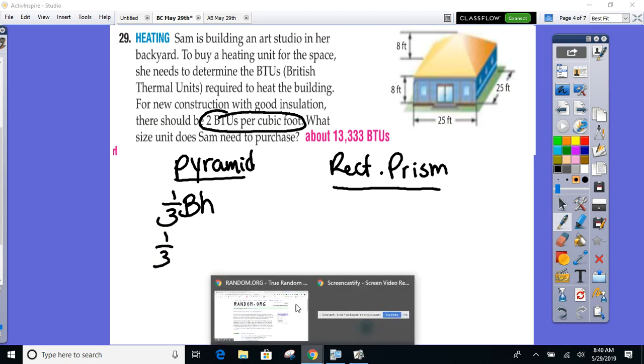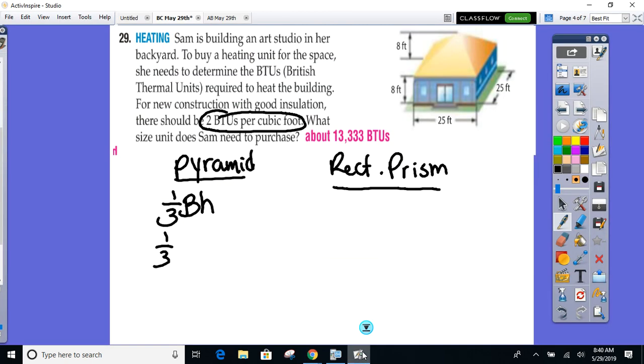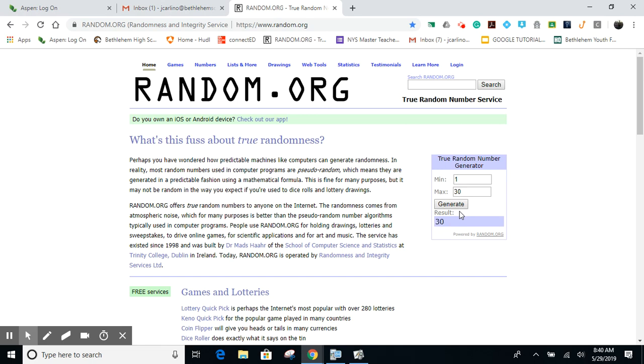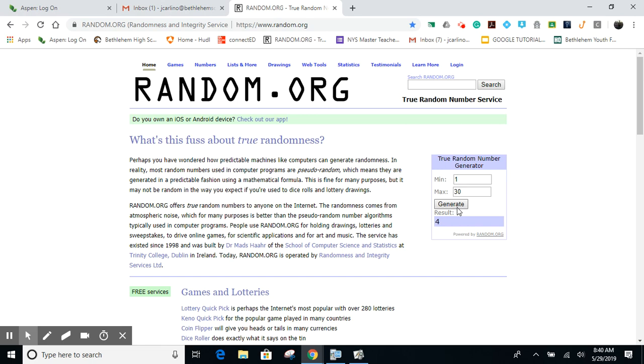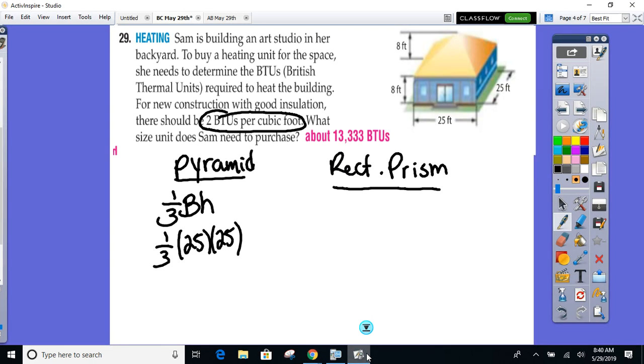All right, first one up today. Let's roll. Big B for the pyramid. How do I calculate it? 25 times 25. How about the height of this pyramid? 4.